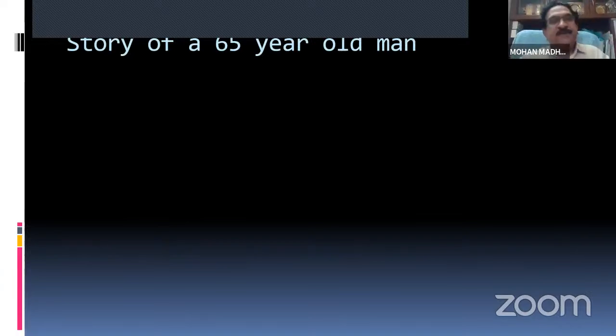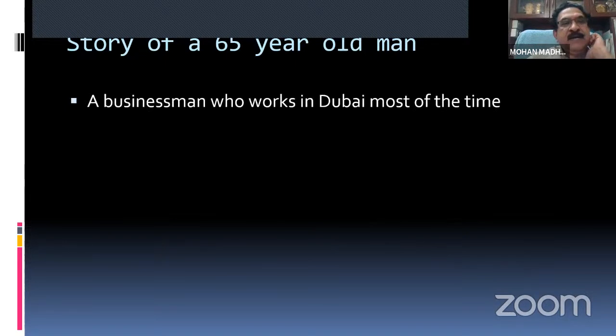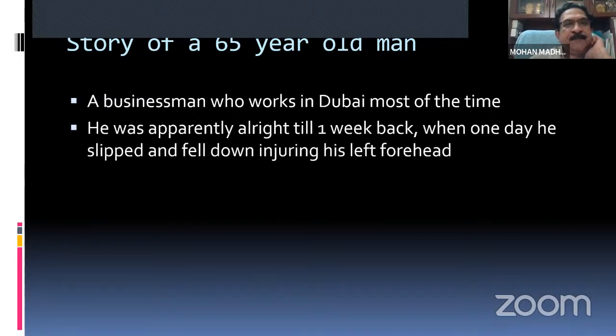This is a very interesting story. The story of a 65-year-old man. He's a high-functioning businessman who works in Dubai most of the time. He was apparently all right till one week back, when one day he slipped and fell down, injuring his left forehead.